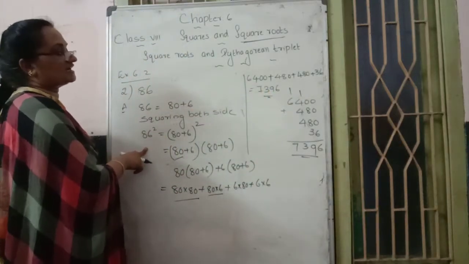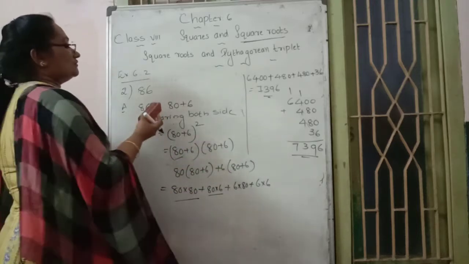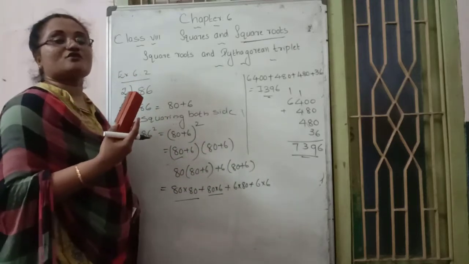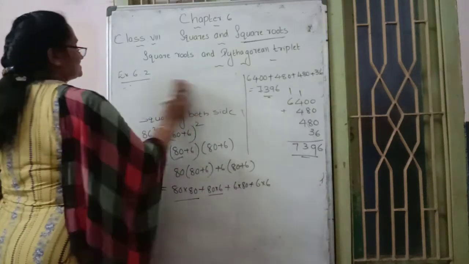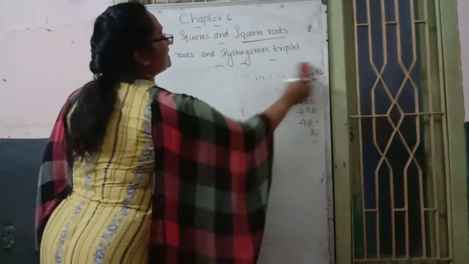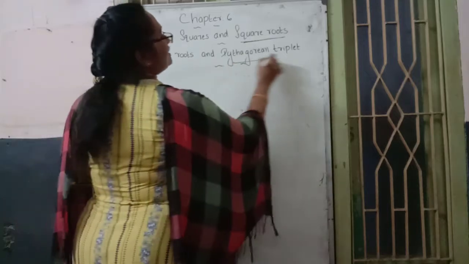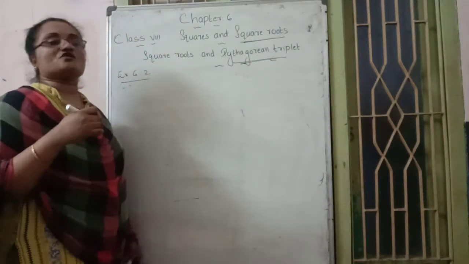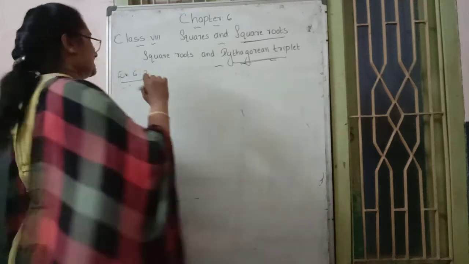I hope you can understand this method. This method we call finding the square of a number using a formula. Then the next part, the second Roman numeral, talks about Pythagorean triplets. There also, there is a formula for finding a Pythagorean triplet.